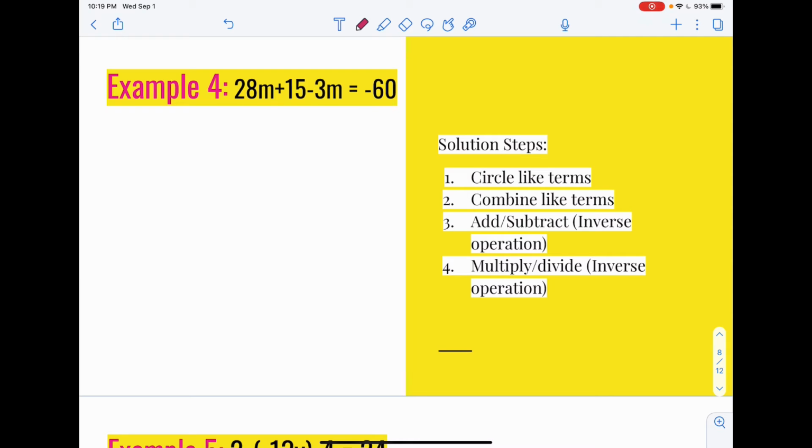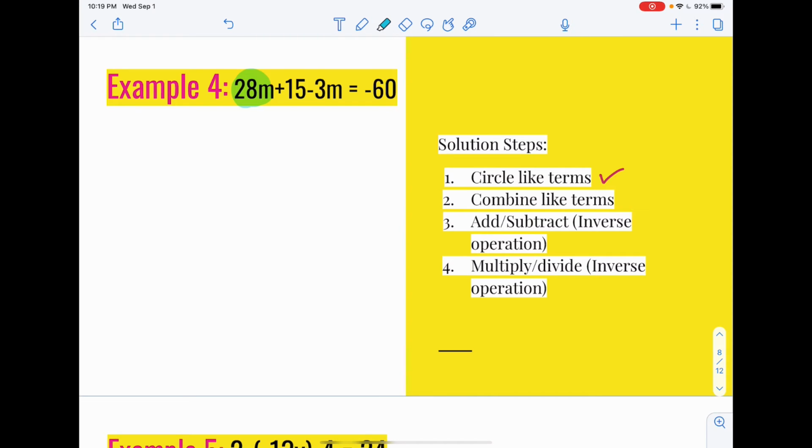Question number 4. The question type is a little bit different because we don't have the distributive property here. We have combining like terms. For these types of questions, first we are going to circle the like terms, then we are going to combine like terms, then we are going to add and subtract the constant, and then we are going to multiply or divide the coefficient. Let's go ahead and start with our first step, circle like terms.